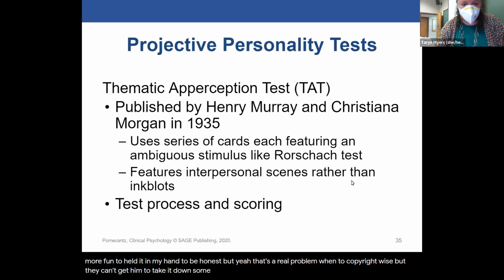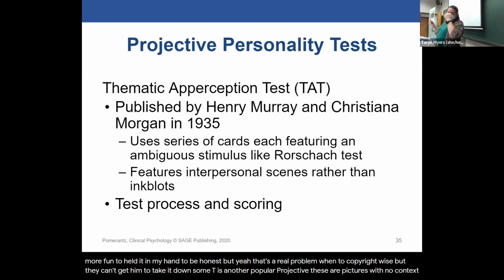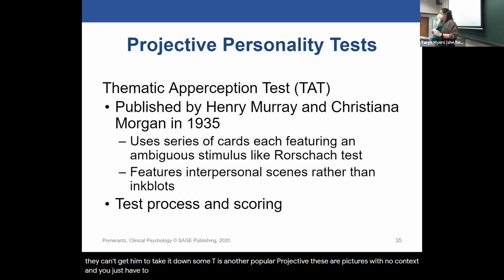All right, the TAT is another popular projective. These are pictures with no context, and you just have the person tell you a story about what they see. And then based on that, you score it. Some of them have people, some of them just places, right?